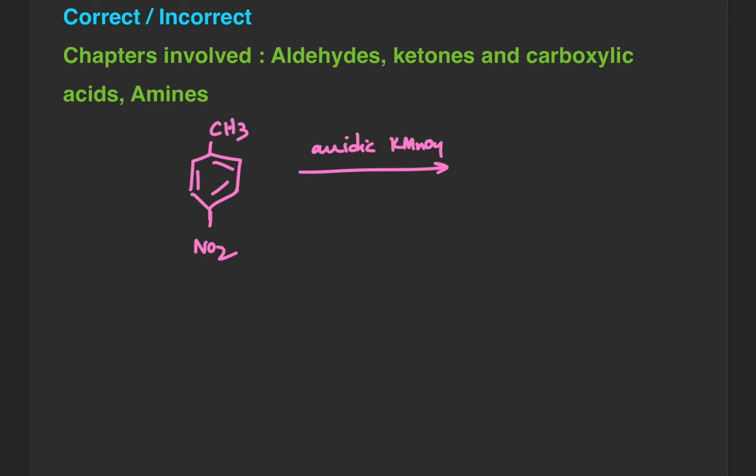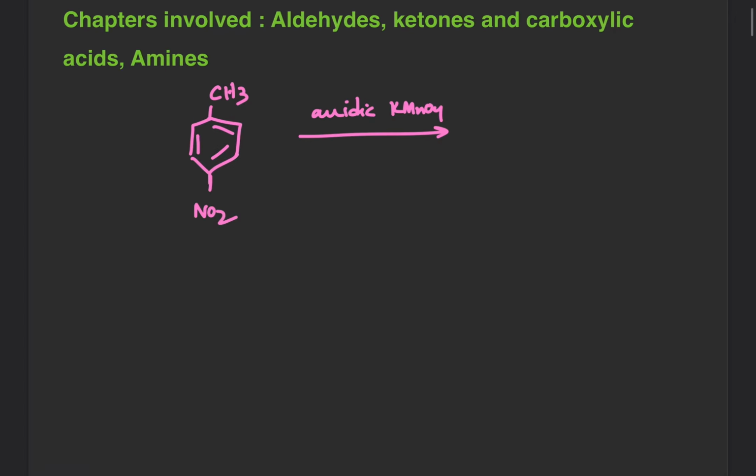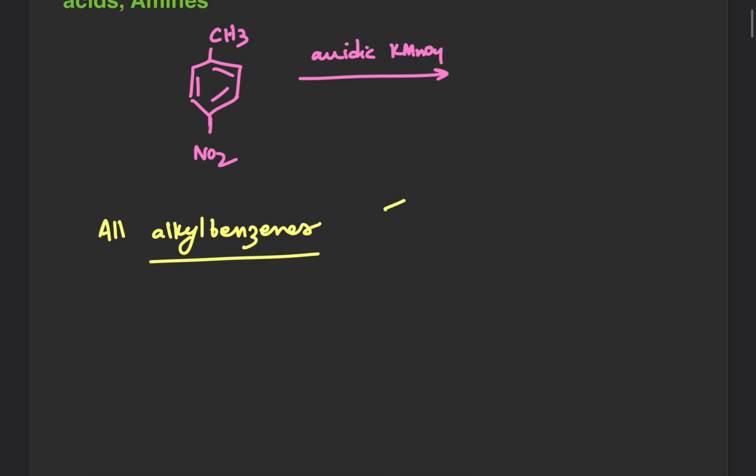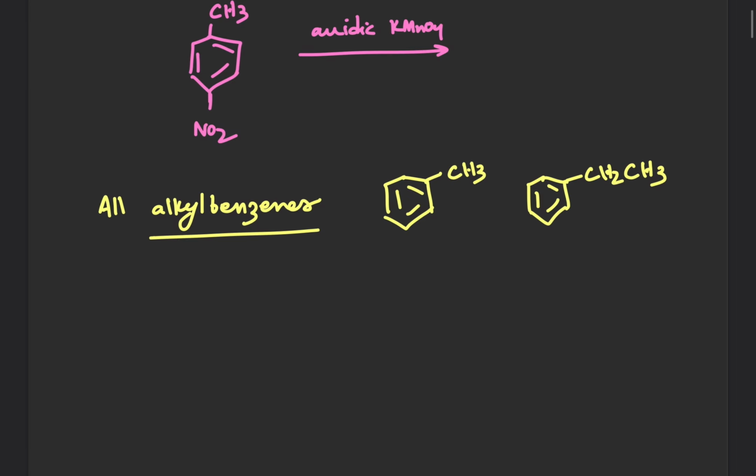Okay, so we should know that all alkyl benzenes, important statement, all alkyl benzenes. So alkyl benzenes are those which have an alkyl group attached to benzene. For example, this is an example of alkyl benzene. This is also an example of alkyl benzene, irrespective of chain length of the alkyl group. So it does not matter what is the length of the chain of the alkyl group.